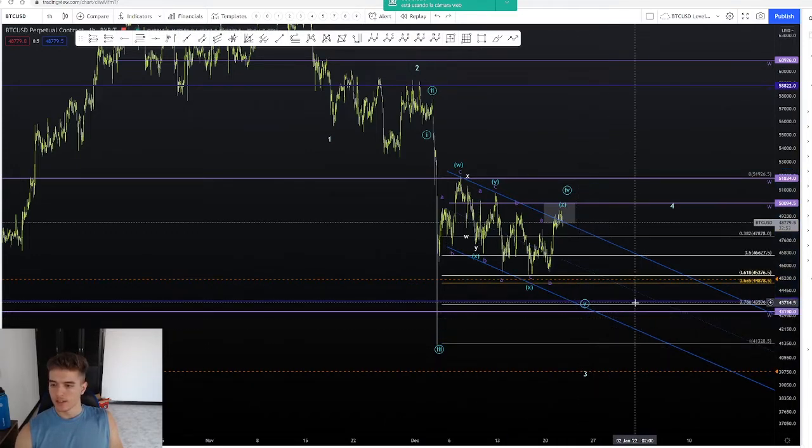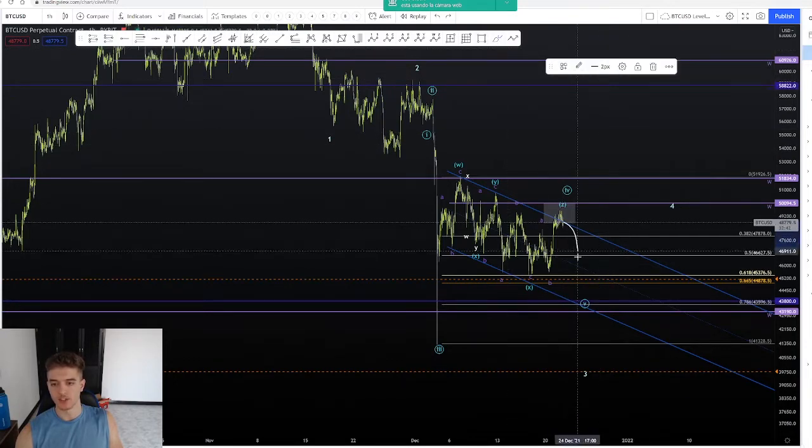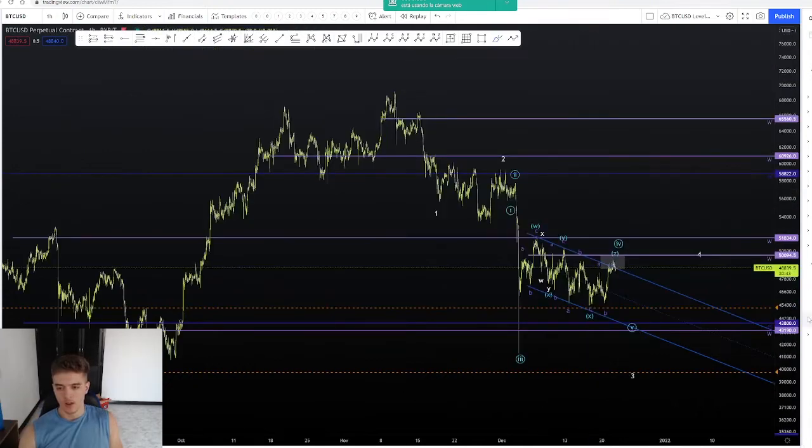So yeah, I was going to say that this is the 0.786 retracement, and also coincides with this weekly and this monthly level, as well as the bottom of this channel. So if we do make our way down here in the next few days, that would definitely be a pretty big level I'd be looking at to the downside. Okay, so basically if this level doesn't hold right here between 43 and 44K, I'm going to be looking for one of two things to the downside.